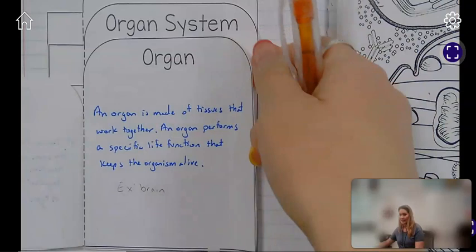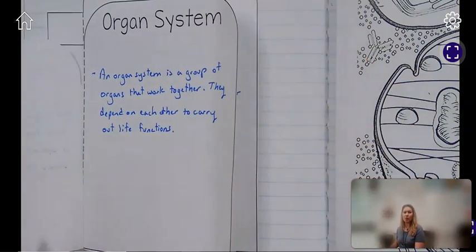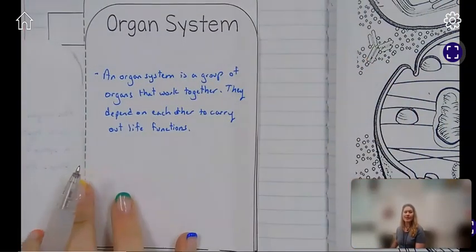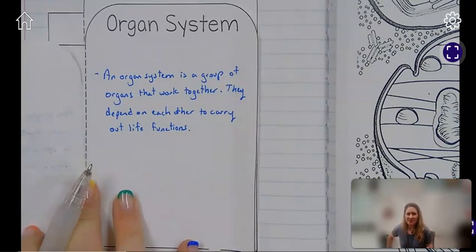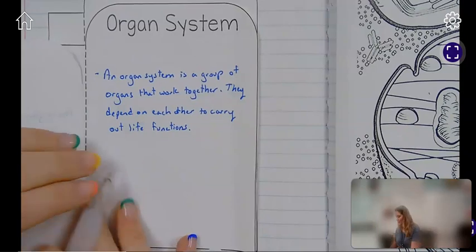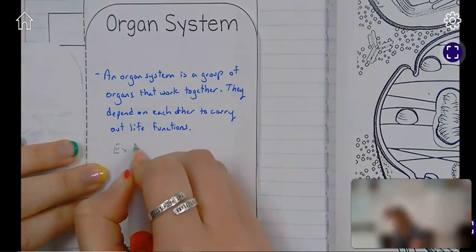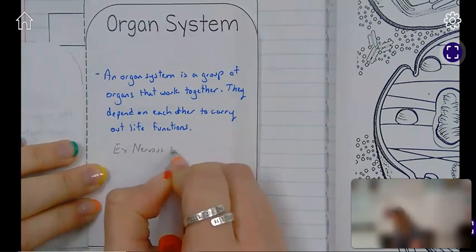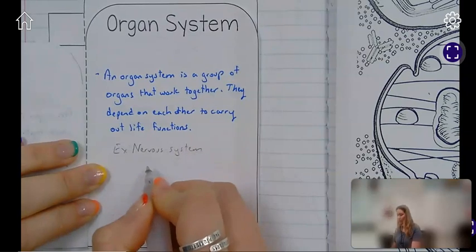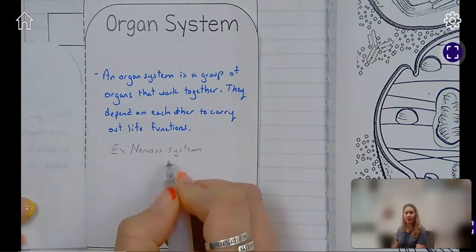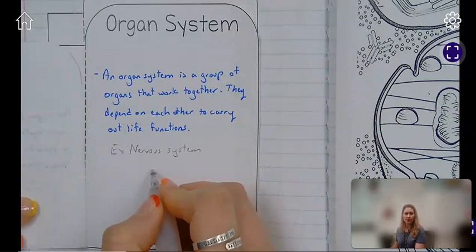If I take a bunch of organs and put them together, I get an organ system. An organ system is a group of organs all working together, and they depend on each other to keep you alive or to keep the organism alive, to carry out functions. So again, for example, you have your nervous system, okay, which is made up of your brain and your spinal cord and all of your nerve cells.